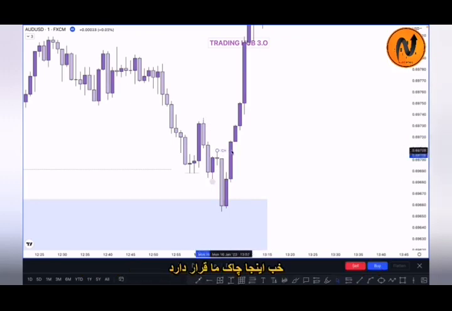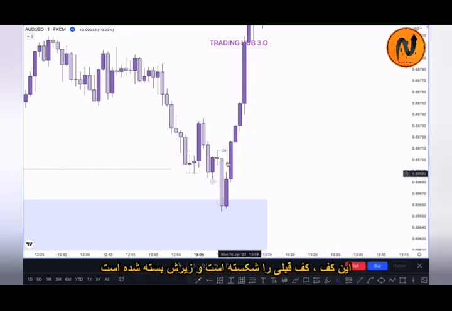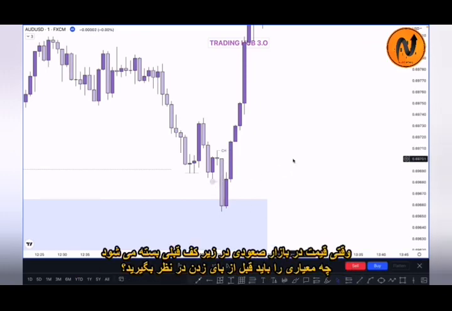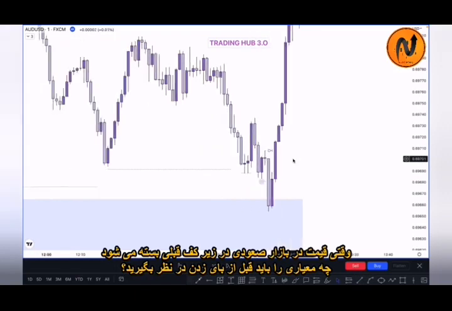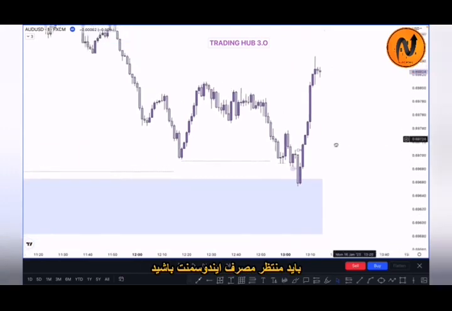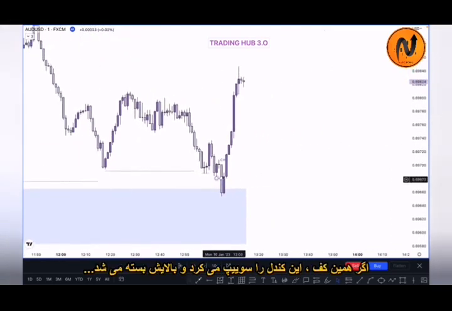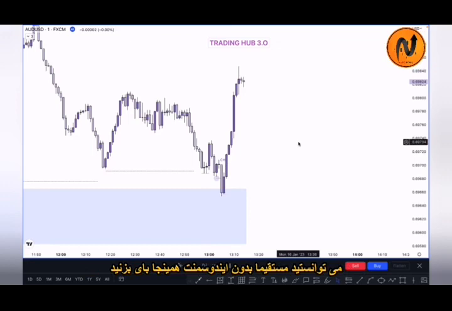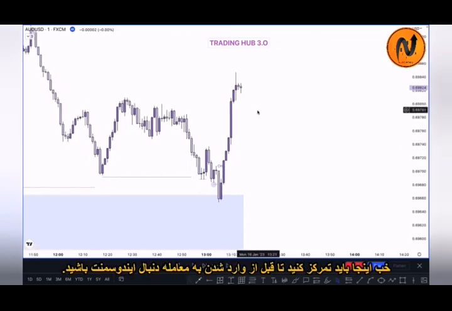Okay, and this one is our change of character, and look at this one. This low is broken, and the market closes below it in a bullish market. So what criteria should you follow before this buy? You have to wait for taking out the inducement. If the same low sweeps this candle and closes above it, you can simply buy here without inducement. So you just have to focus on following the inducement before you enter.